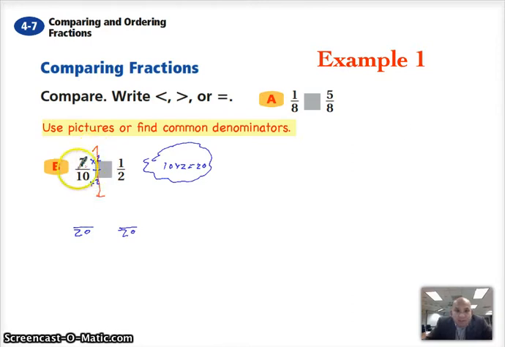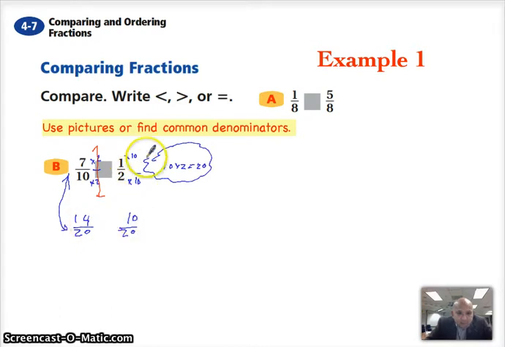When I multiply 7 by 2, I get 14. So 14/20 is the same thing as 7/10. I'm going to do the same for 1/2. I multiply 2 times 10. That gives me 20. So I need to multiply times 10 up here. And 1 times 10 is 10, of course.